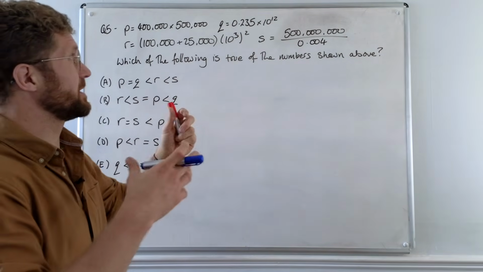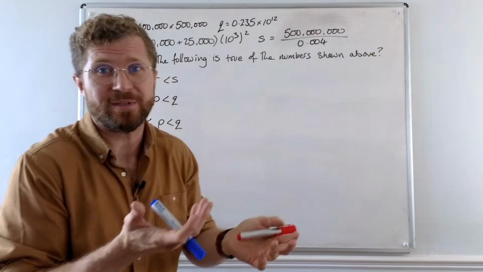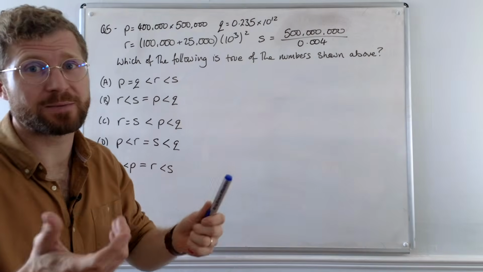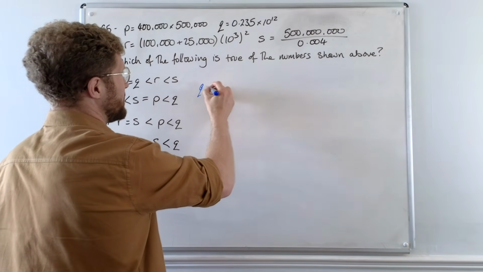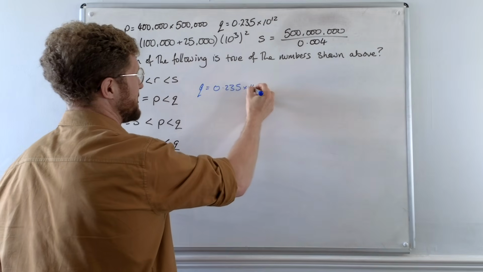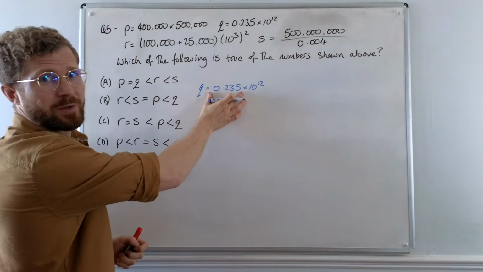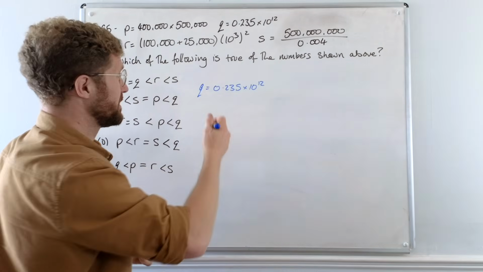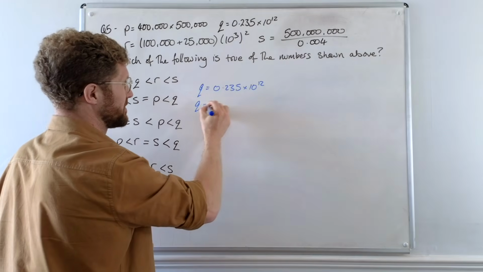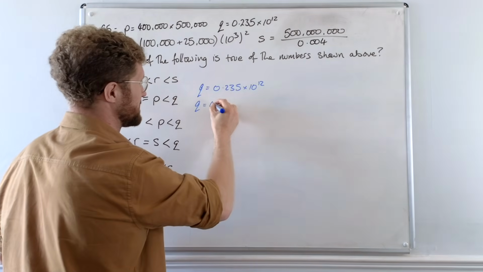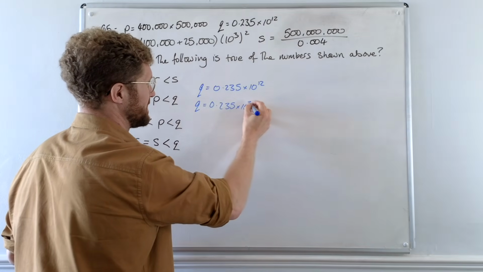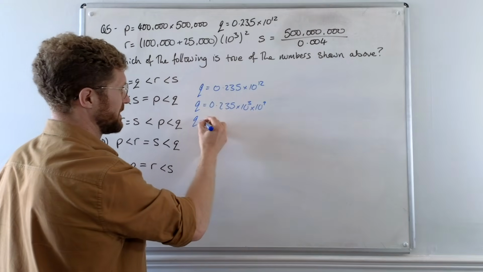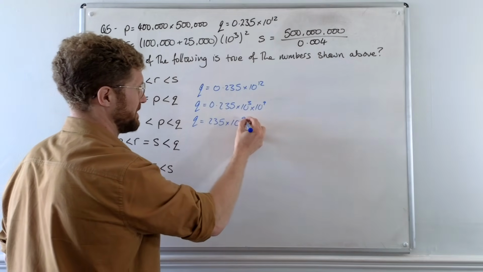Q here, again, it doesn't look nice because of the 0.235, but it's got the least going on. I don't have to do a division or a multiplication, so I'm going to start with Q: 0.235 times 10 to the 12. I want a whole number here instead of 0.235. I would need to multiply that by 1,000, or 10 to the 3, to make it a whole number. So that's the same as 0.235 times 10 to the 3 times 10 to the 9, and 0.235 times 10 to the 3 gives me 235 times 10 to the 9.